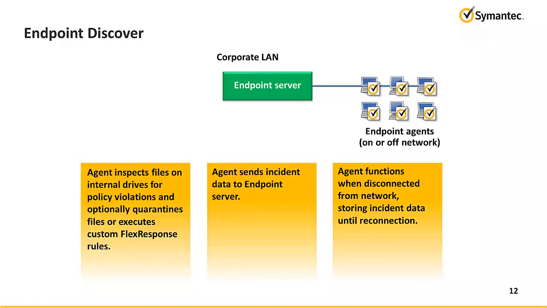Symantec DLP Endpoint Discover scans endpoints for stored confidential data and, for Windows endpoint computers, can quarantine such files or, via the FlexResponse API, execute custom responses on them. Endpoint Discover relies on the same endpoint servers and compact agents that are used for Endpoint Prevent, as depicted in this figure. Similar to Network Discover, Endpoint Discover requires the administrator to configure a scan target, which in this case governs the scanning of up to thousands of endpoint computers.